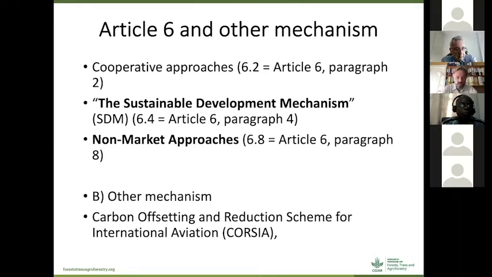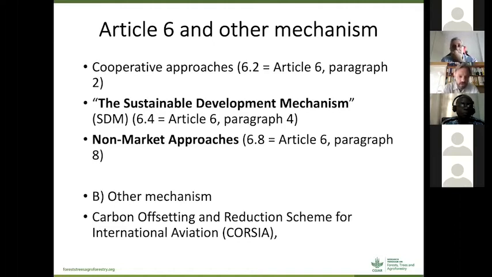It's Article 6.8. These are considered to be actions and activities that address mitigation and adaptation, but do not necessarily result in tradable units. The discussion on the topic is currently quite vague, but there have been indications that it may include financial measures and policies, and the framework to promote these approaches was established under paragraph 9 of this article.